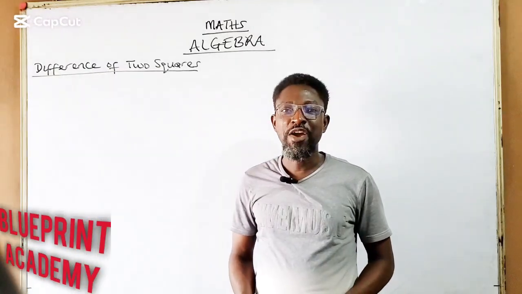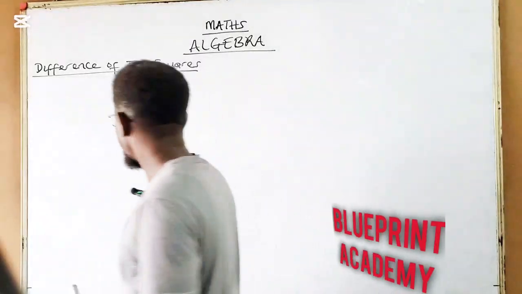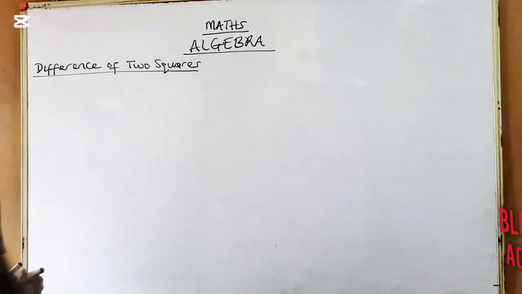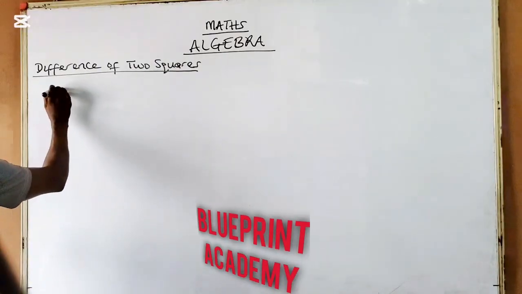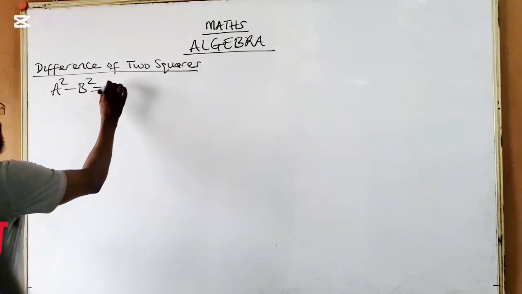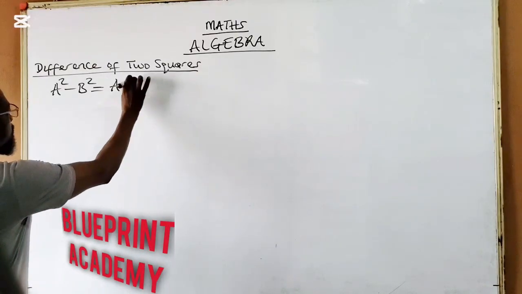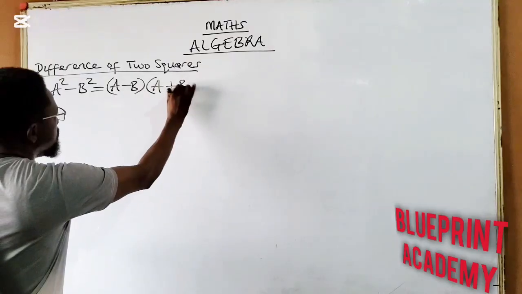So, no need wasting time. Let's proceed right away. We're going to start with difference of two squares under algebra. Now, for the difference of two squares, it says if we have a squared minus b squared, this is sending us writing a minus b, a plus b.